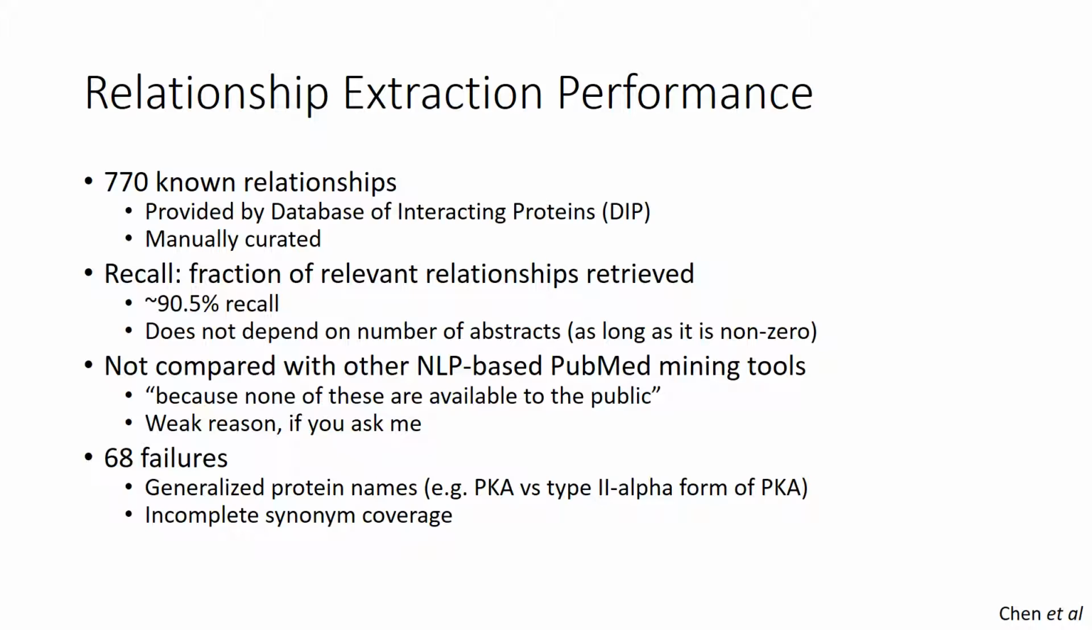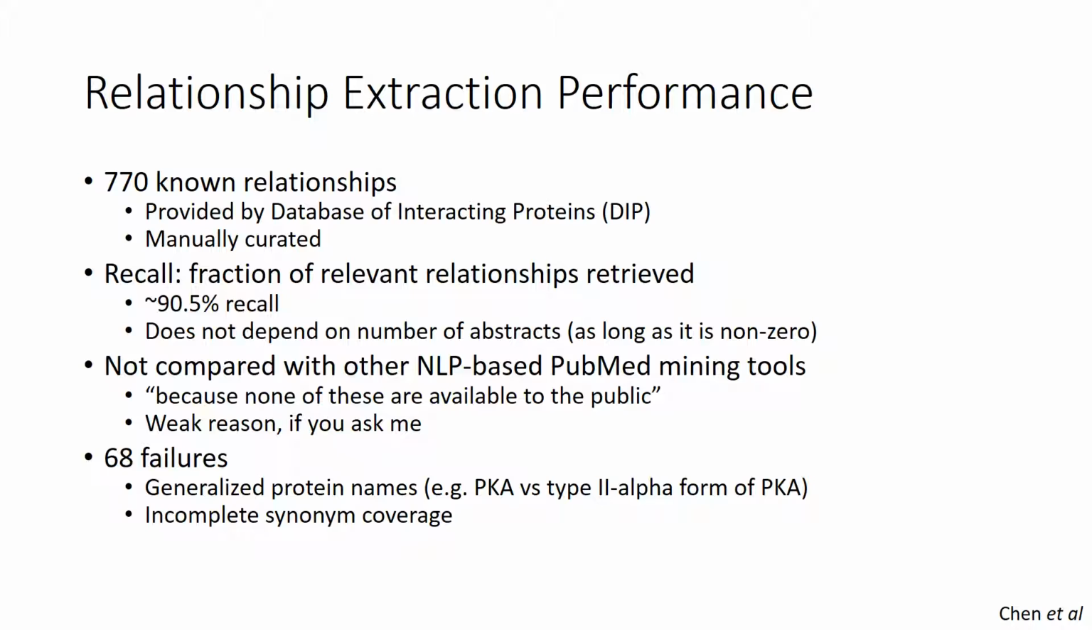Now, once you evaluate the performance, how do you do that? So there are 770 known relationships through the interaction database, and it's good recall, 90.5% recall rate, which is pretty good. I did notice that there were not a lot of comparisons to other competing miners. There wasn't really a comparison, which I didn't like. I would like to see more of a comparison between this tool and others.